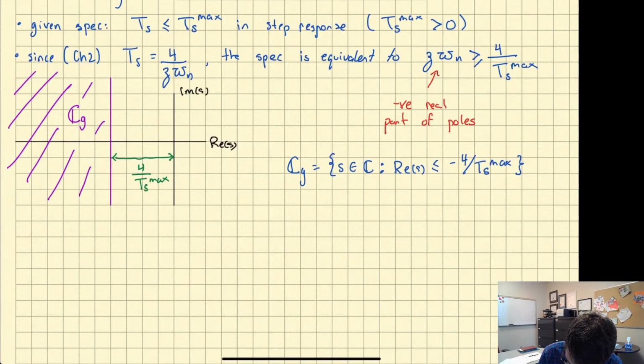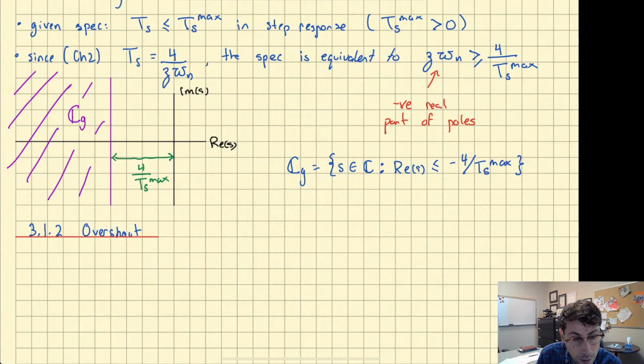Oh, sorry, no, overshoot is what I want to do. I'm not going to do phase margin. Overshoot. We're going to do the same sort of thing. You're going to be given a maximum overshoot, and then you want to turn that into an allowable region in the s-plane.